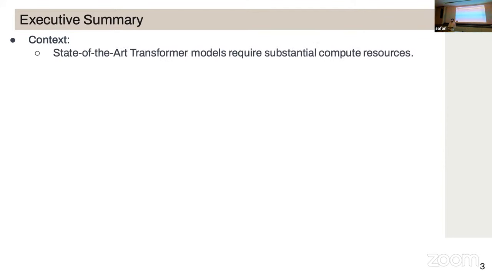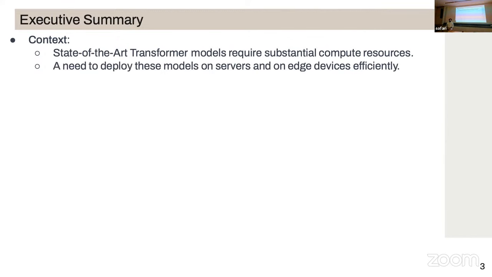So an executive summary of the paper goes as follows. There's a context around transformers. They're becoming increasingly more popular, and state-of-the-art transformer models require substantial compute resources. You know, we have ChatGPT and other models are coming along as well. So there's a need to deploy these models on servers, but also on edge devices, which actually have very low compute hardware. So there's some interesting stuff going on here.